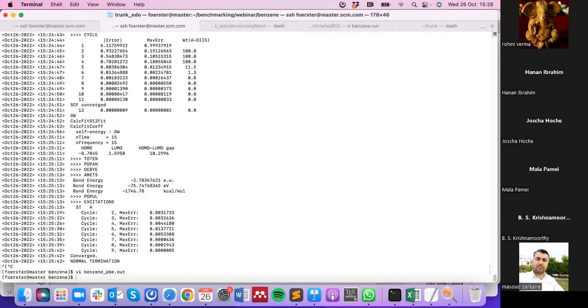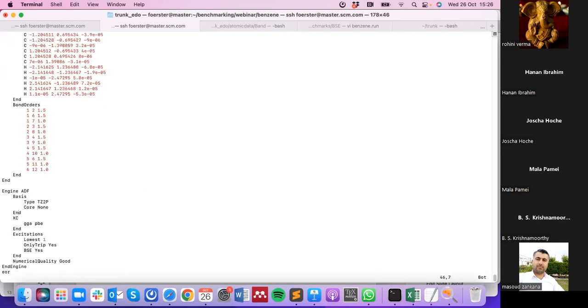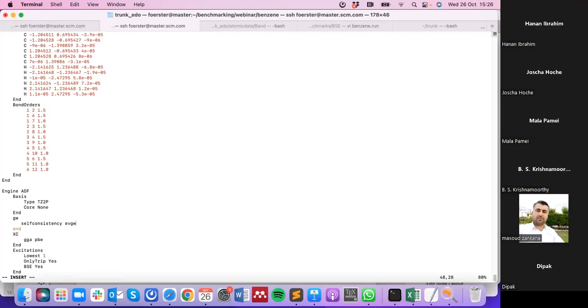So I mentioned that we can do self-consistency, which helps us to overcome the starting point dependence. And I do this now in the text editor. That's very easy. So you can then switch on the GW block, and there you have lots of options. You do self-consistency evGW. That will iterate the eigenvalues, but not the density.